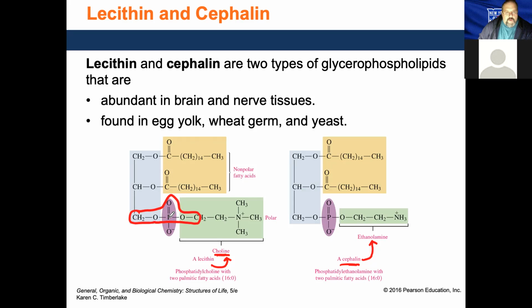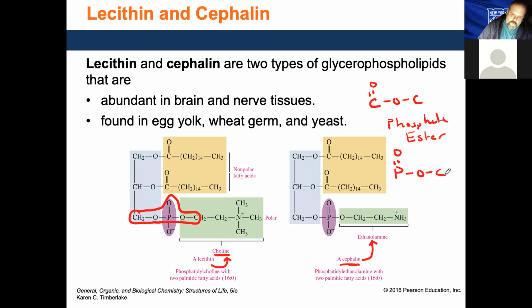P double bond O, OC once, OC twice. How do we come up with that? If you think about an ester, C double bond O connected to OC, we have what are known as phosphate esters. For a phosphate ester, instead of having C double bond O, OC, we have P double bond O, OC.